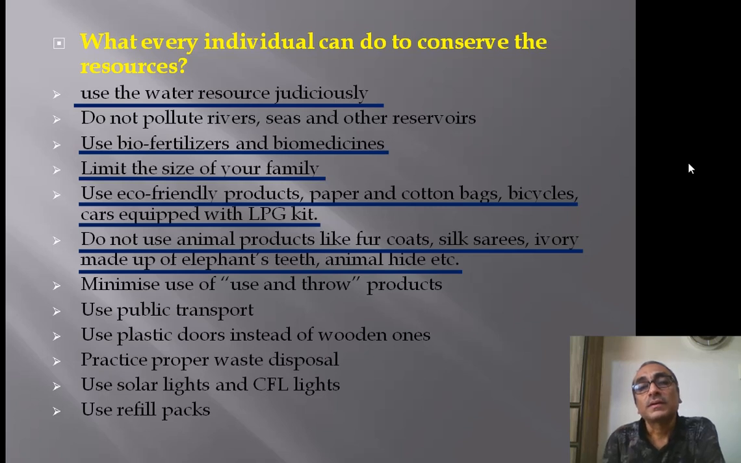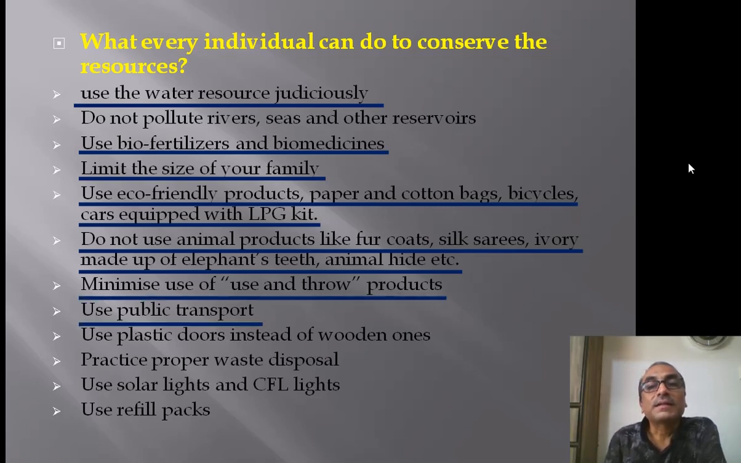Minimize the use of use-and-throw products. Use-and-throw products are mainly made of plastics, and once they are used they are of no use, so we throw them. It may be syringes, or other plastic packages. It may be materials used in the education field, like markers, which are use-and-throw type. This is increasing solid waste and causing damage to land resources. So we have to see that use-and-throw products are not used much. Rather, we should go for reusable things.